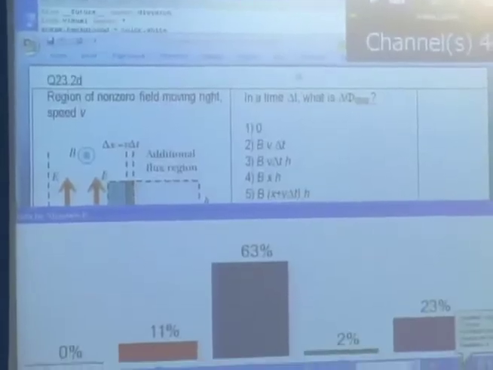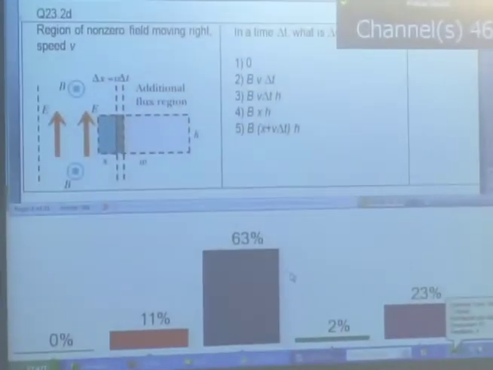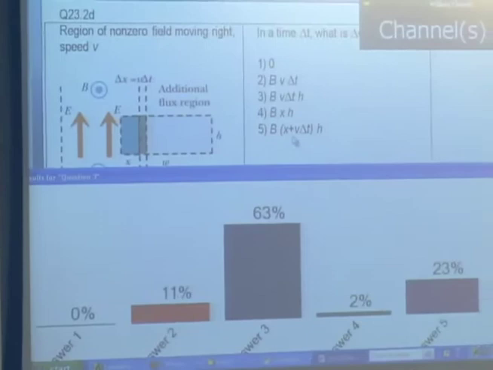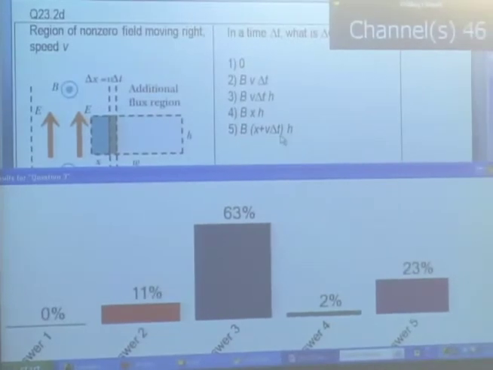Okay, big vote for number 3, which is B, V, delta T, H. Sizable vote for number 5. 5 isn't the change. What is 5? 5 is the total right now, okay? So our initial flux was B, X, H.